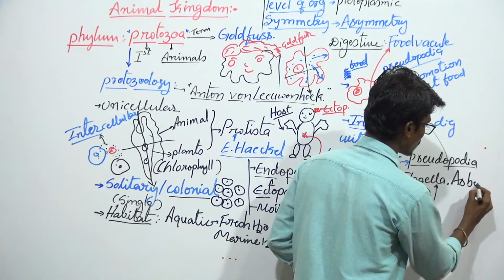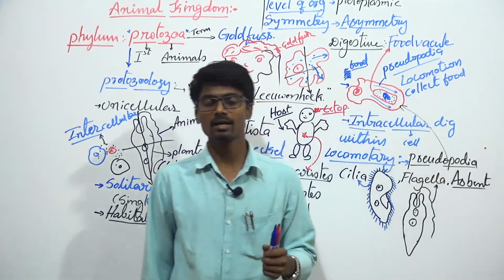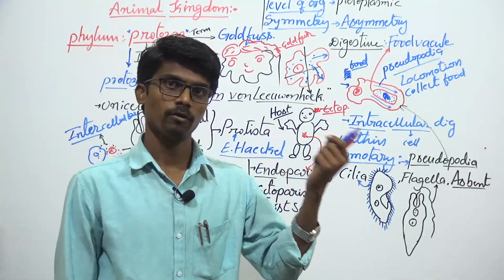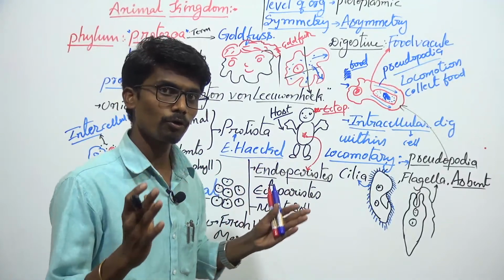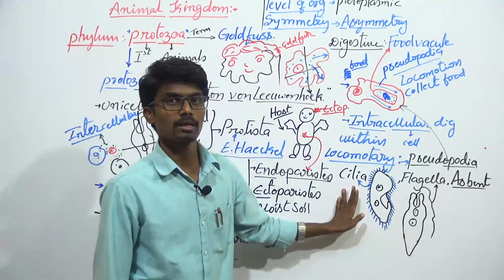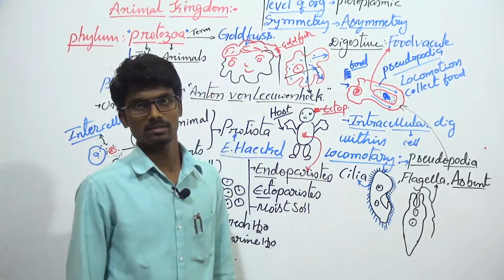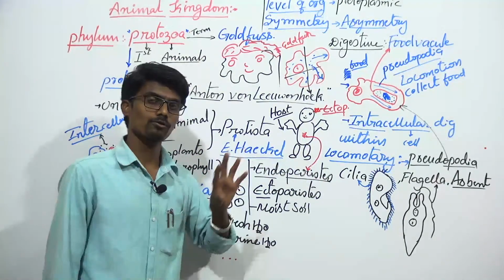Next, some of the protozoans do not have any locomotive structure. Generally, in such organisms, locomotive structures are absent, like sporozoans. These are the kind of protozoa that don't have any locomotive structure. And these are the main important structures that help to move from one place to another place. And this is the locomotion of protozoans.